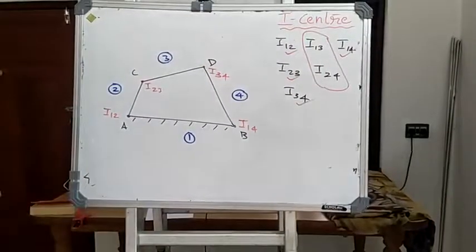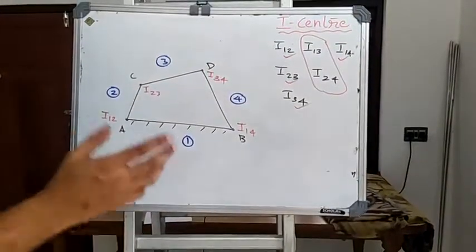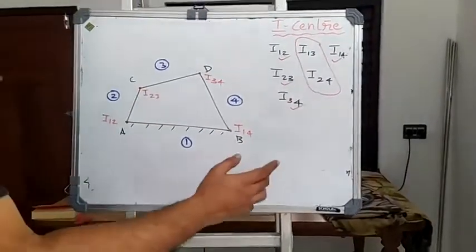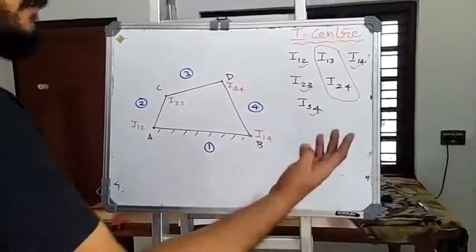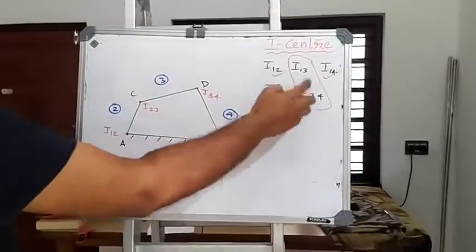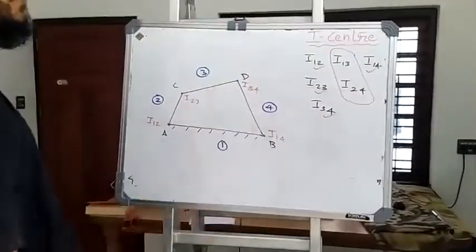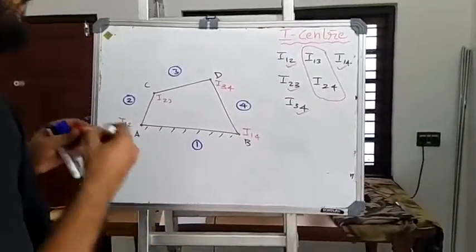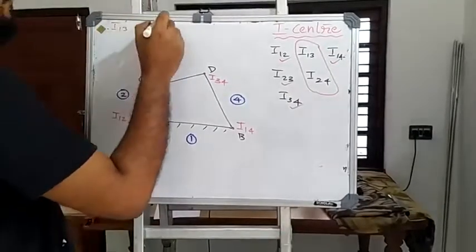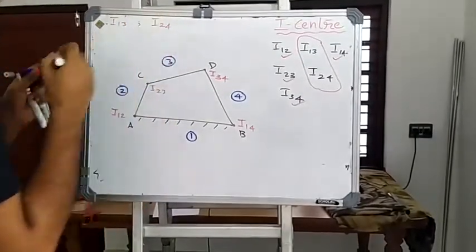So, the first part of your question was to locate all the I centers generated in this mechanism. You have found out the total number of I centers is 6, and out of that 4 I centers you have already located. Now, we have to locate I13 and I24. So, our question for now is finding out I13 and I24.